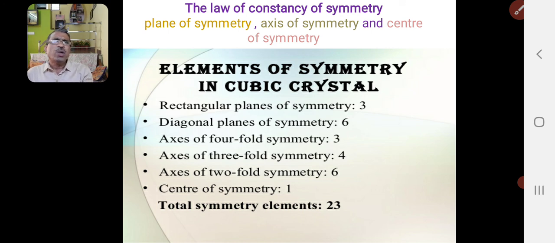So in a cube we have 3 types. One is the simple cube, another is the body centered cube, and the third one is the face centered cube. In the simple cube and face centered cube there is no center of symmetry, hence they have 22 symmetry elements. In the body centered cube you have 23 symmetry elements.